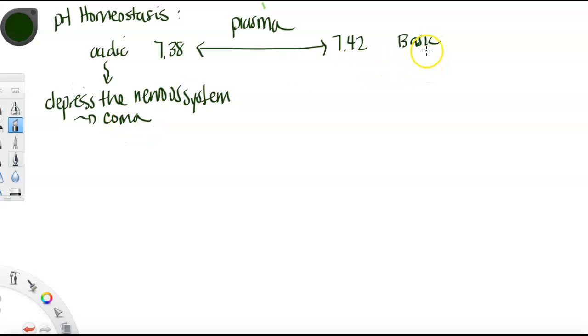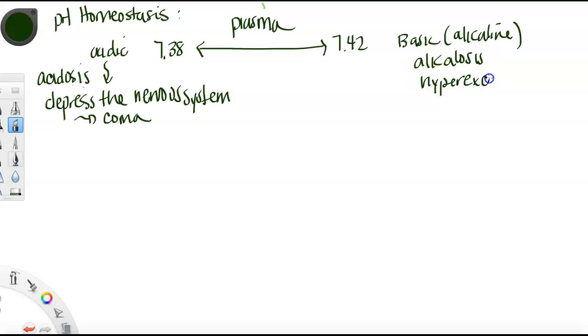When we're in alkalosis, so this would be acidosis, too basic would be alkalosis. So basic or alkaline. And that's going to cause hyperexcitability, which will result in cramping. Okay, so neither one is great, right?